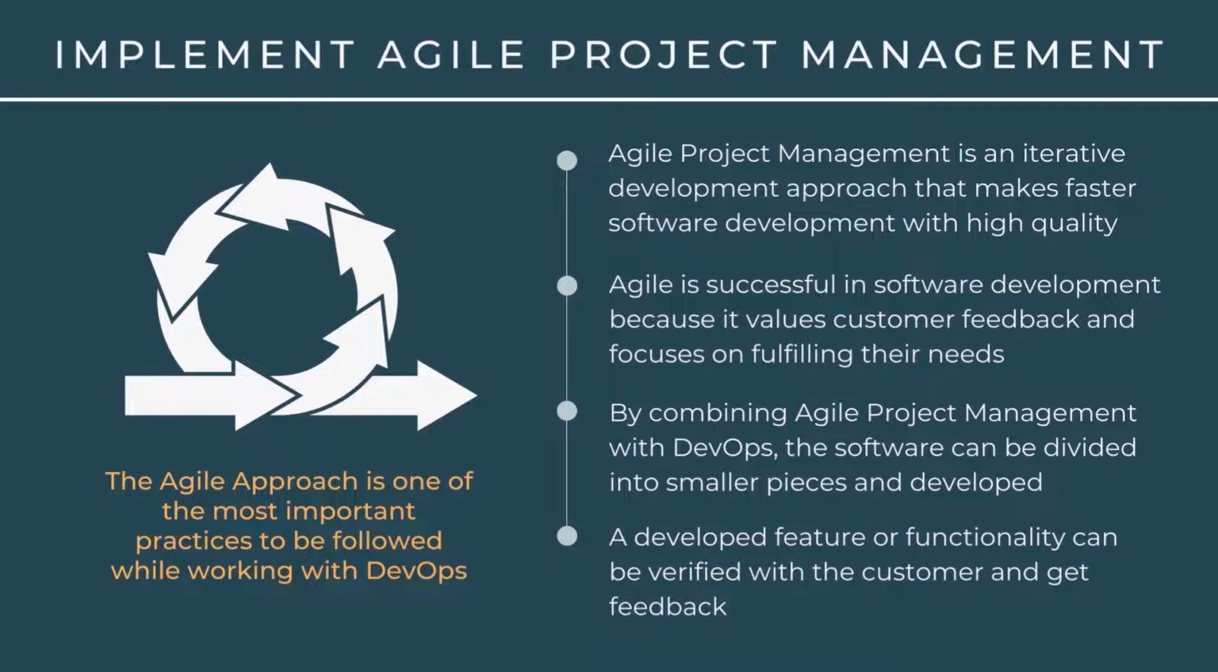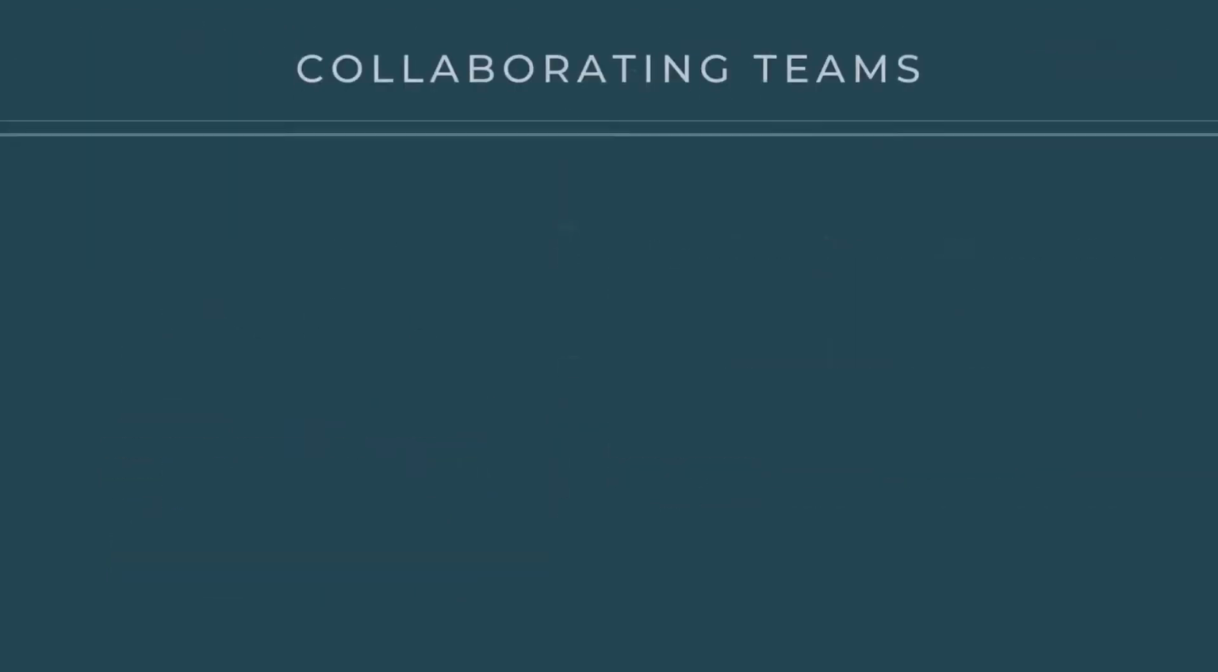The larger and complex software can be split into smaller components, making it easier to work on and deliver. By combining Agile project management with DevOps, the software can be divided into smaller pieces and developed. A developed feature or functionality can be verified with the customer to get feedback. Thus, any changes that are required could be easily made. You are not required to wait for the entire software product to be complete. The features or functions could be released and verified with the customers, reducing last-minute troubles.